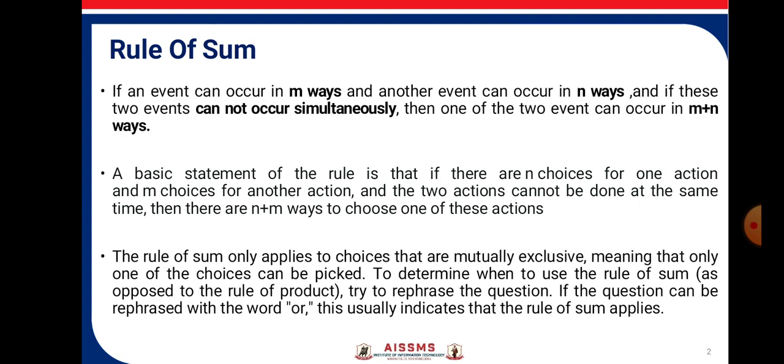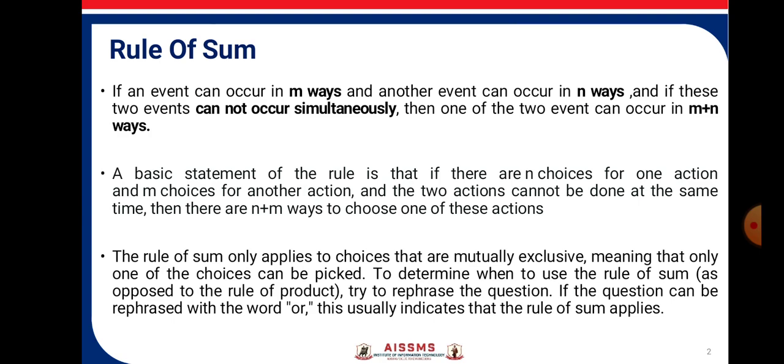Now, Rule of Sum. If an event can occur in m ways and another event can occur in n ways, and if these two events cannot occur simultaneously, then one of the two events can occur in m plus n ways.